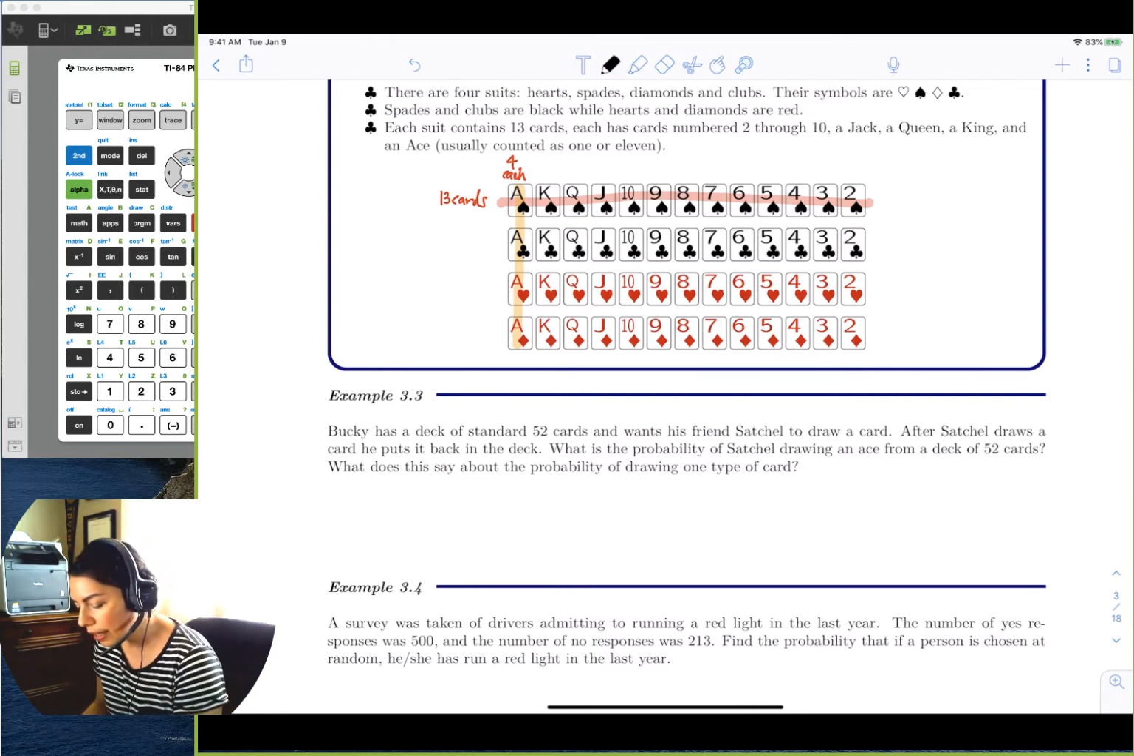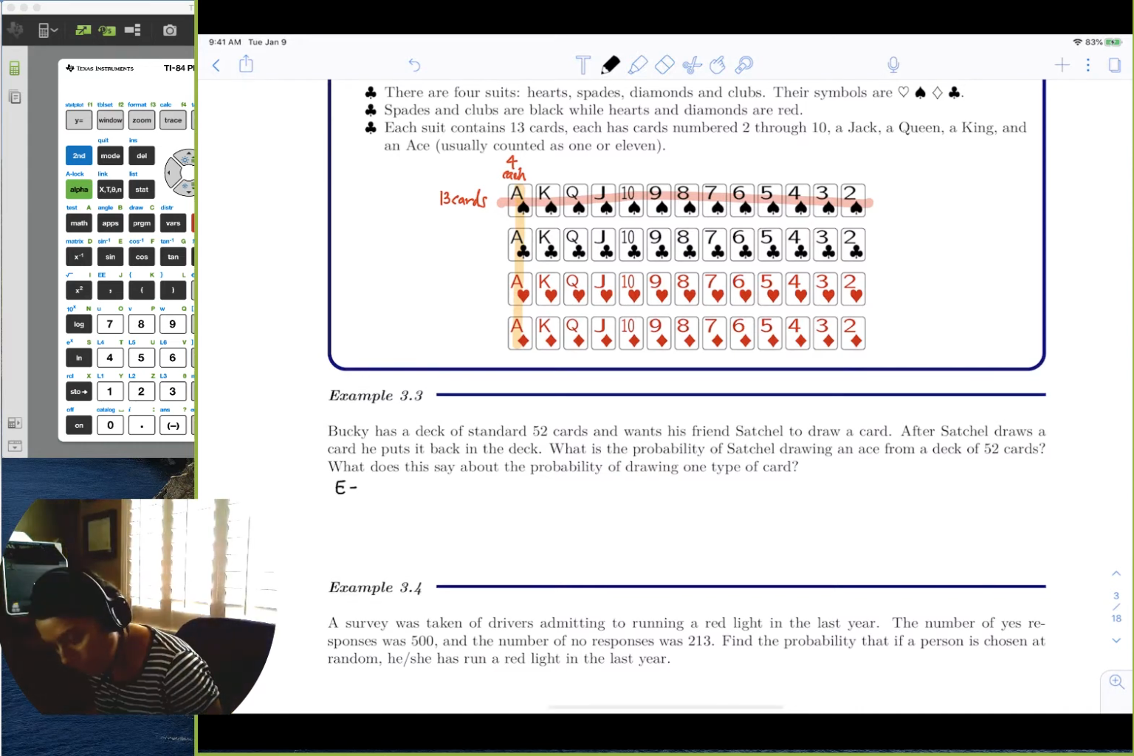Well, if we take a look here, we would see that the event is Satchel drawing a what? An ace. But notice that it could have been an ace, a king, a queen. We could have asked for any of the faces. And so the probability of drawing an ace is equal to the number of ways that Satchel could draw an ace over the total number of outcomes.